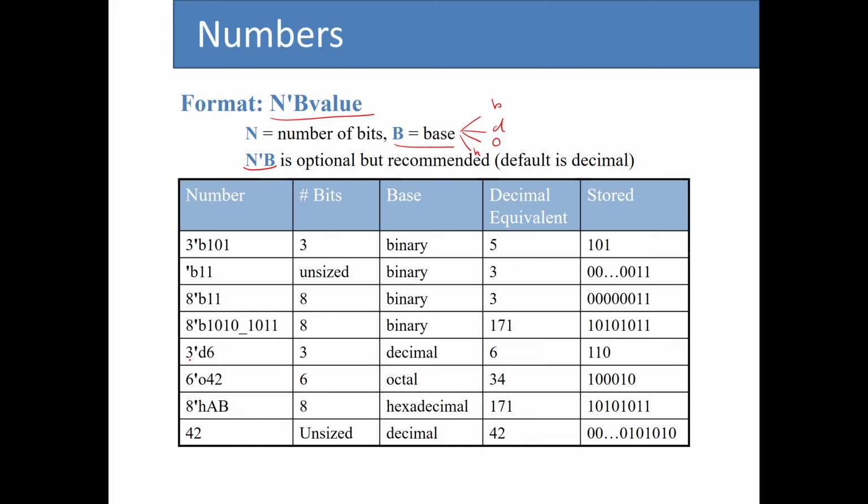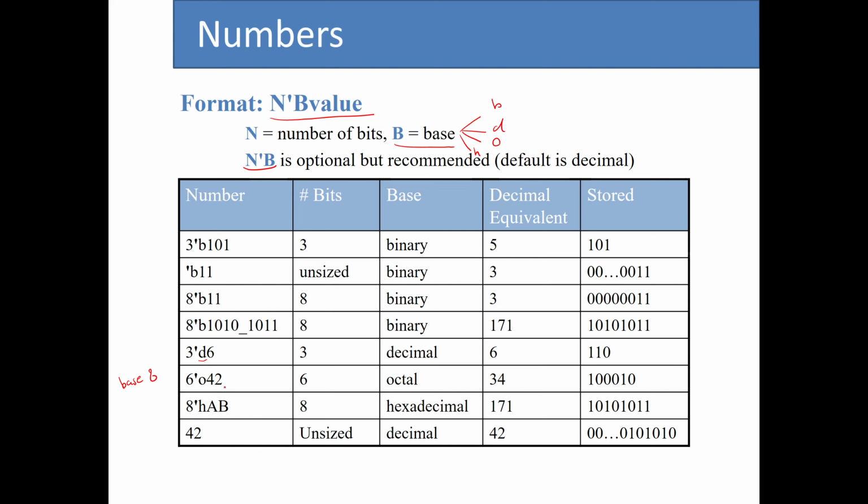What about this one? 3 single quote D6. We say that this is a 3-bit number, and it is a decimal number. So the decimal equivalent is going to be 6. But the value that is going to be stored is 110. Again, it stores the values as binary numbers. This one is 6 single quote O42. So O means that it is an octal number, or base 8.